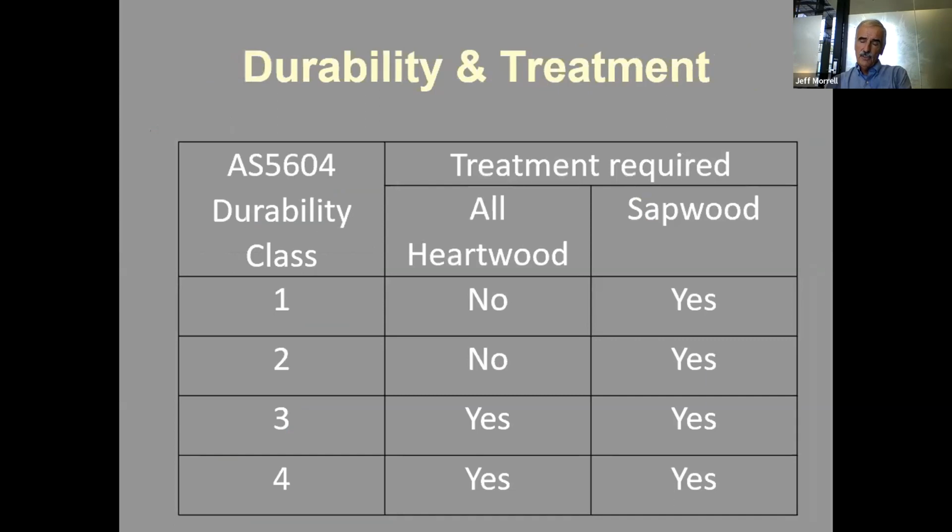We also know that these durability categories are for heartwood. So if sapwood is present, you need to treat the wood. So sapwood present on any of these species, durability class 1 to 4, they all have to be treated. If you have durability classes 3 and 4, which are lower durability, the heartwood has to be treated too within certain limits. So we live with natural durability in some cases. In other cases, we have to supplement that protection.